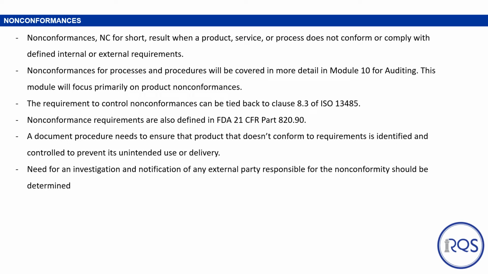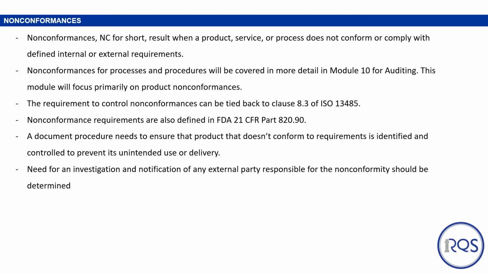Let's start with nonconformances. Nonconformances, or NCs for short, result when a product, service, or process does not conform or comply with defined internal or external requirements. In other words, something went wrong with a process, service, or product, and the result does not match the initial specifications. Nonconformances for processes and procedures will be covered in more detail in Module 10 for auditing. This module will focus primarily on product nonconformances.